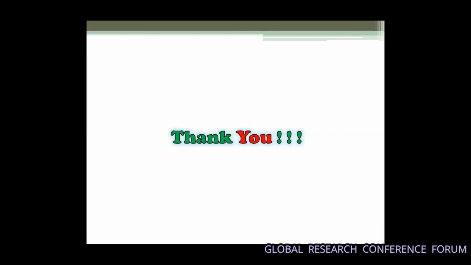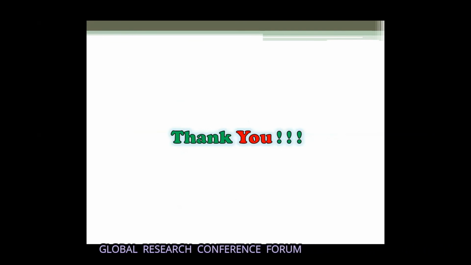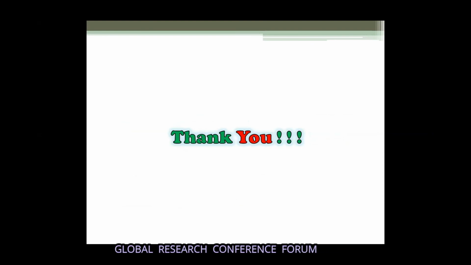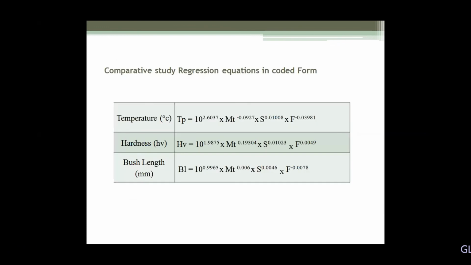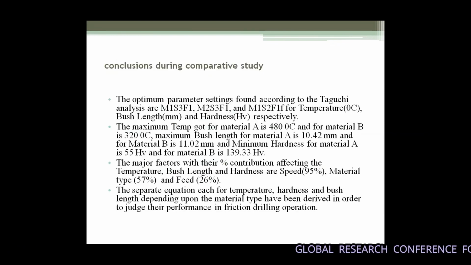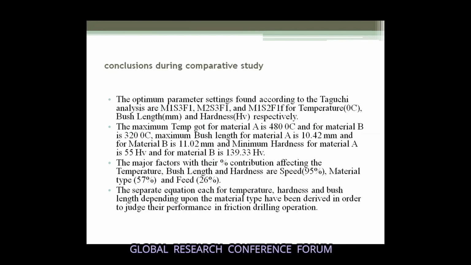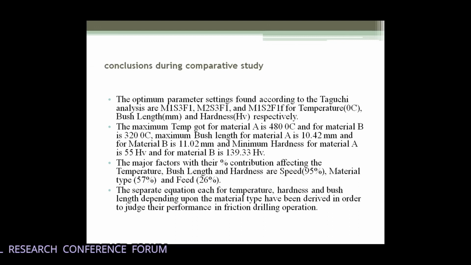Any question? Yes. Which parameter is the most influencing parameter in the friction drilling process? Speed, sir. Speed is the most influencing parameter that we noted during our study. I have mentioned in this conclusion also that 95% speed is more influencing than the material and the feed.